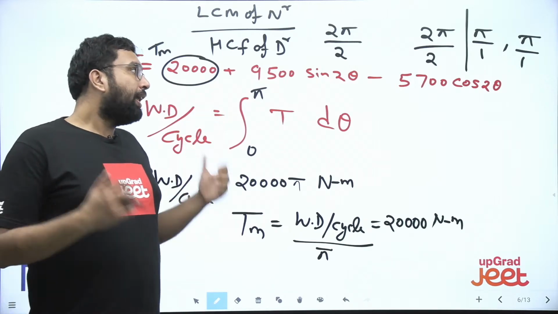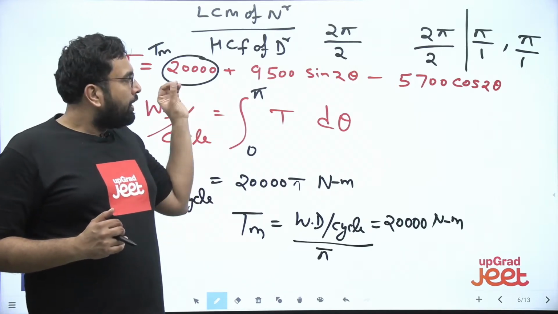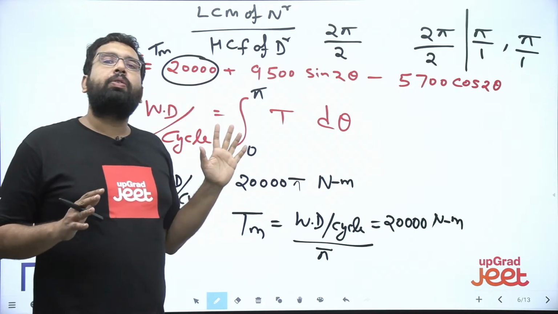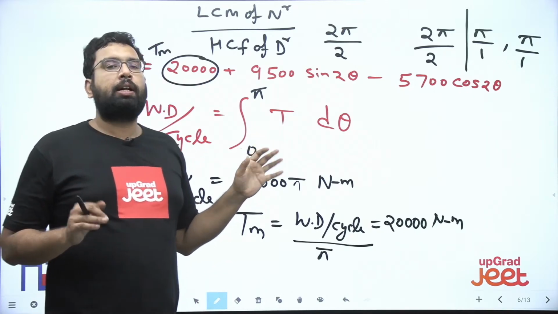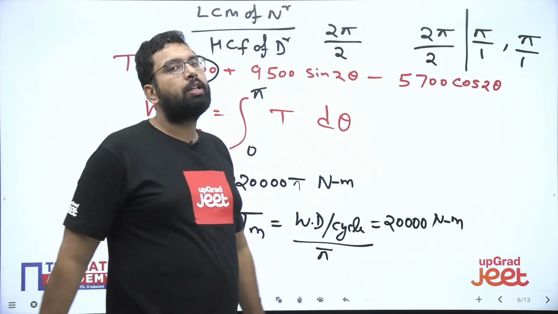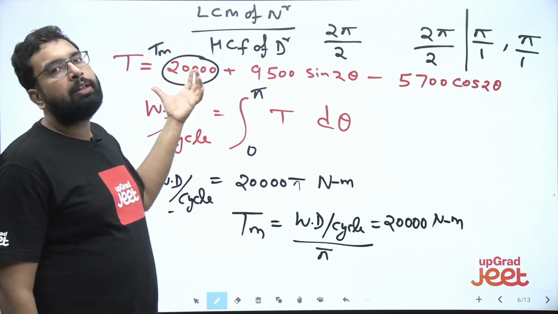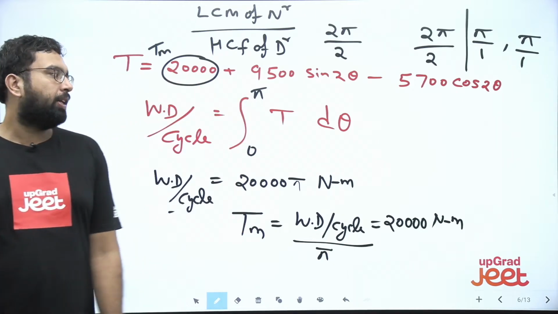So what I am trying to say is, whenever you see this kind of equation, the term which has no trigonometric ratio multiplied to it, you can say that is directly your mean torque. Please answer me if it is clear or not.